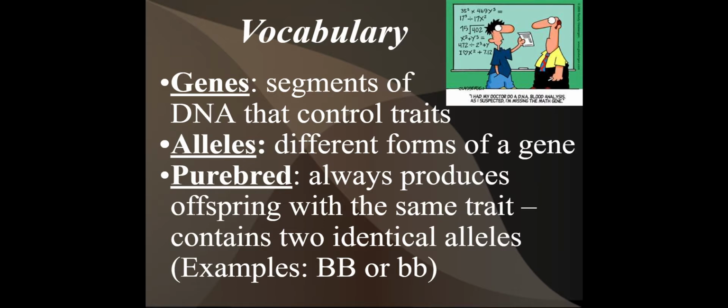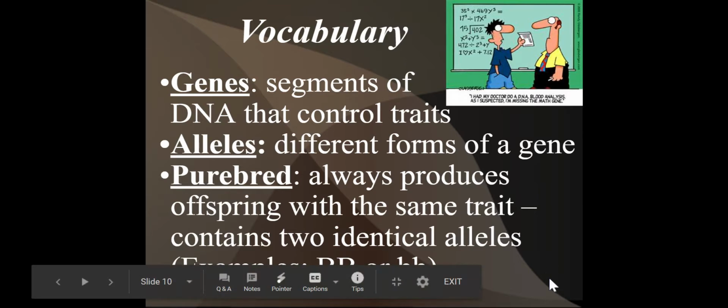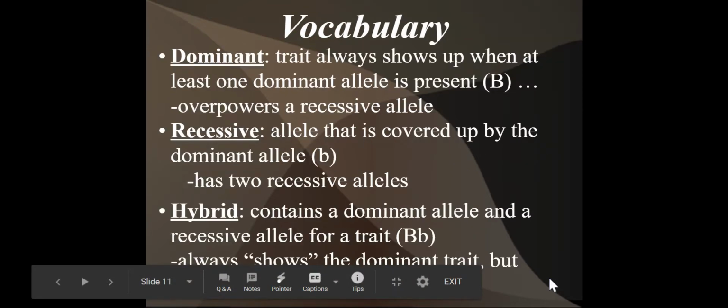Little b would be pure recessive. So blonde hair is recessive. So you could get a gene for blonde hair from mom and a gene for blonde hair from dad. And so you would be purebred recessive, and it would be little b, or lowercase, lowercase. And we'll keep practicing this if it seems like a lot.